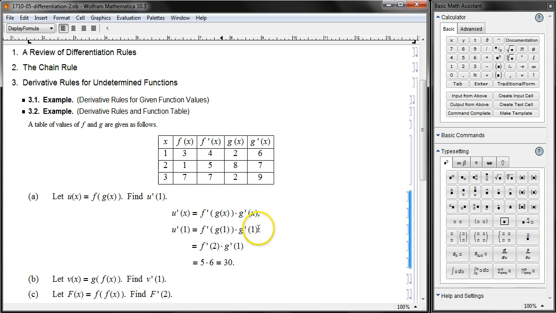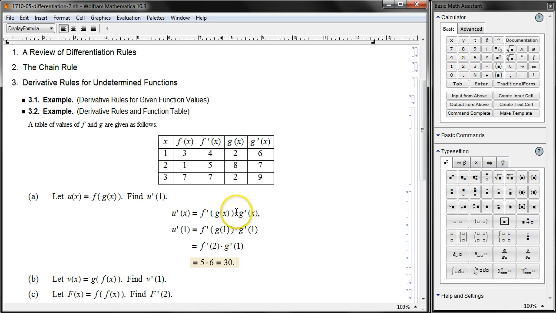Plug in x equals 1, and then do your computation. g of 1, look up the table. g of 1 is 2. So the g of 1 becomes 2 here. And then f prime of 2, that's 5, so we have 5. g prime of 1, that's 6. So 5 times 6, that's equal to 30. We can do it like this.